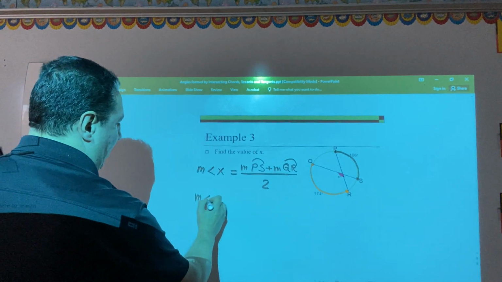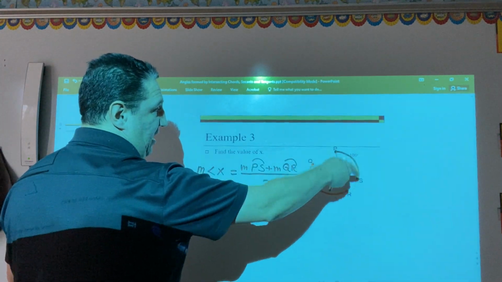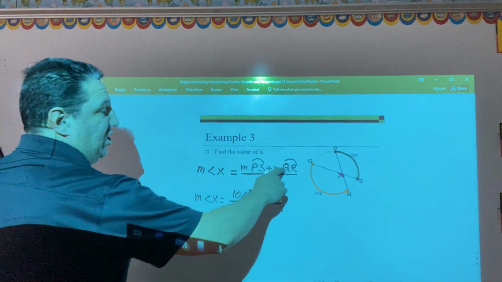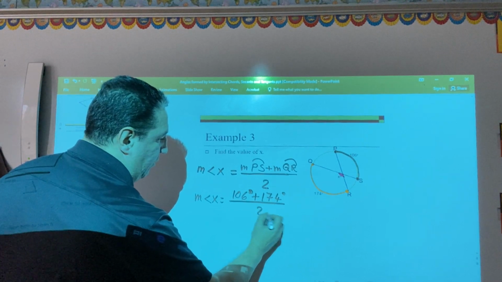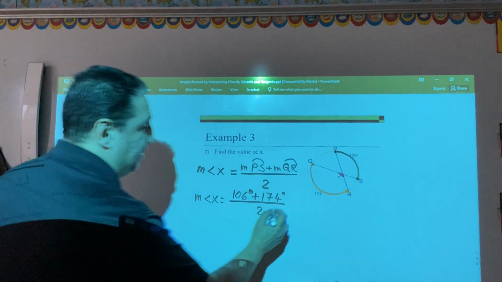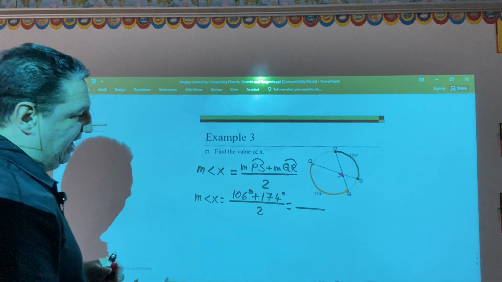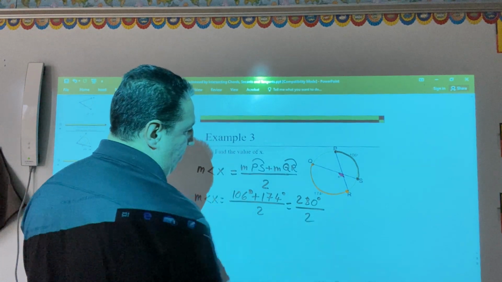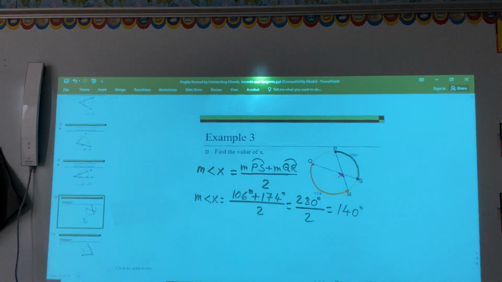So the measure of angle x equals the measure of arc PS, which is 106 degrees, plus the measure of arc QR, which is 174 degrees, and we divide this sum by 2. If we add these measures, we get 280 degrees. And then we divide by 2, and we get 140 degrees. Good? Another case.